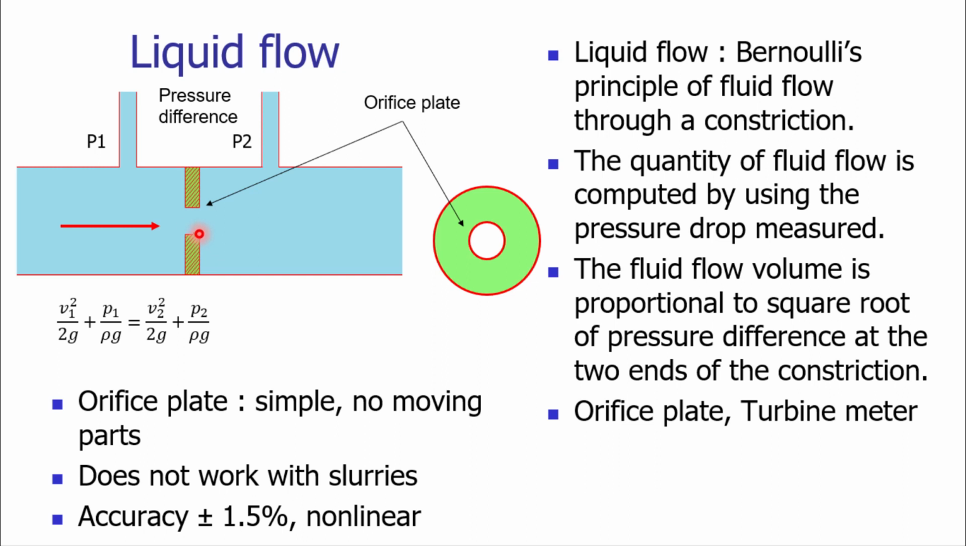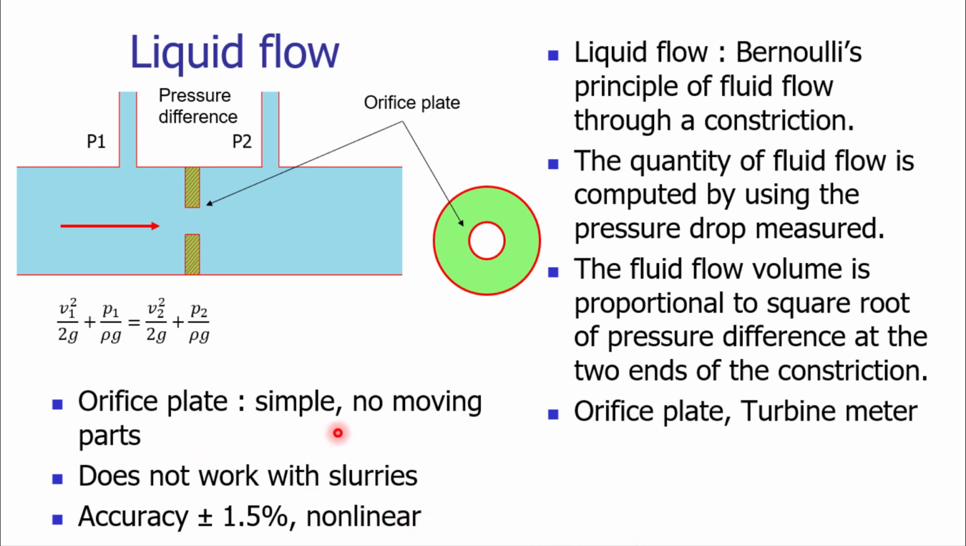an opening. So when the fluid is moving through this opening, pressure will drop, but the velocity will increase. So by measuring the drop in pressure, we can easily find out the liquid flow. So the liquid flow is proportional to the square root of the pressure difference at the two ends of the constriction.